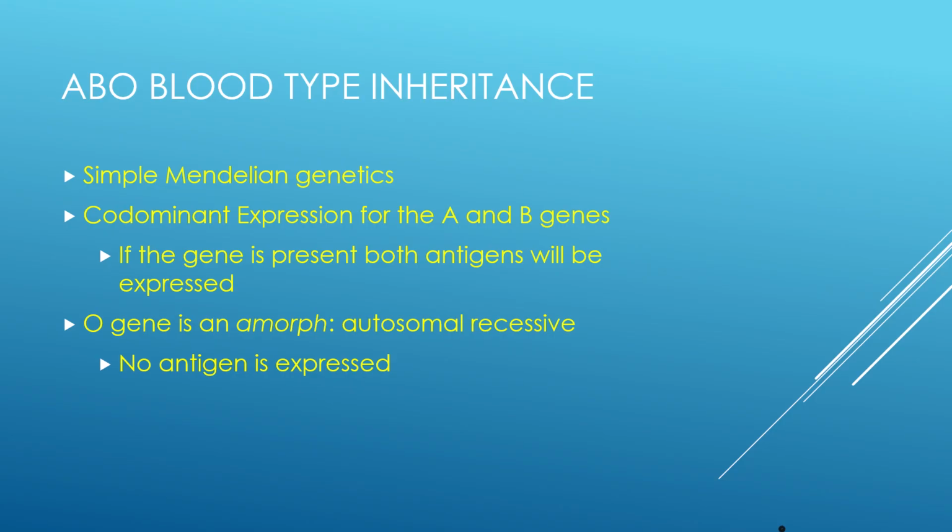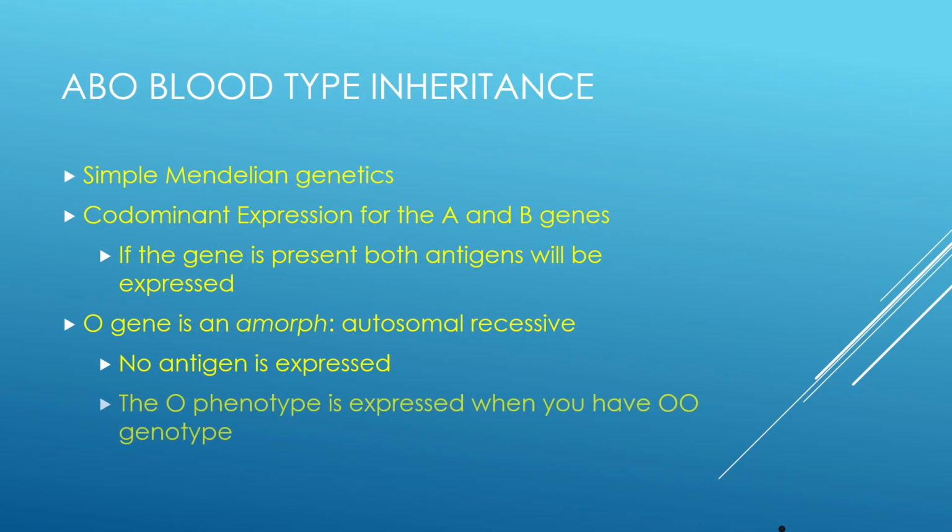Type A can be inherited homozygously with two A genes or heterozygously with an A gene and an O gene. Type B is inherited in both homozygous BB or heterozygous BO. So A and B are not dominant over each other, but they are dominant over the O gene. Type AB is inherited heterozygously with one A and one B gene.